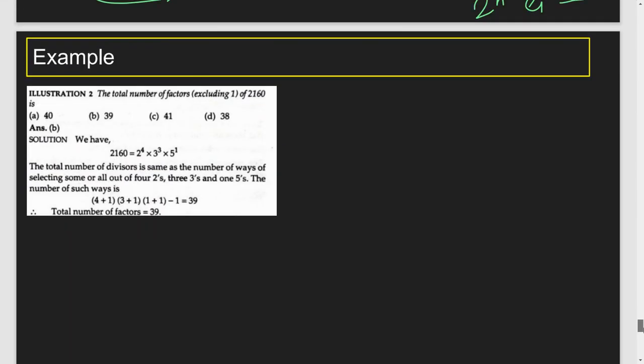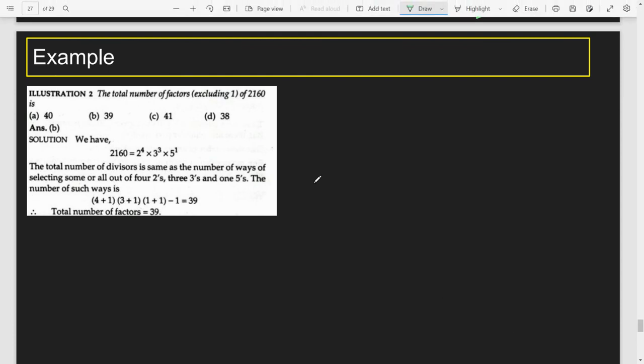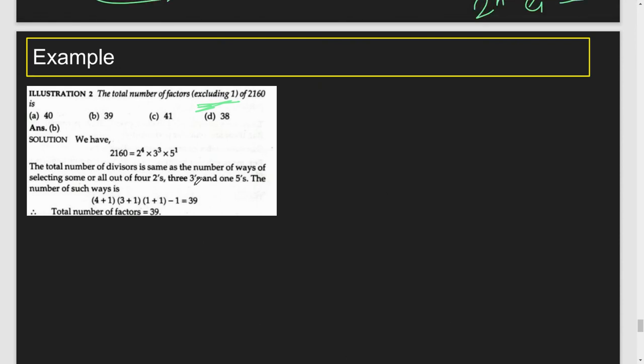Okay, there is one more popular question, which is on factors. The question is the total number of factors of 2160, excluding one. One should not be counted as a factor. So what is a factor? If you do the prime factorization of 2160, you get 2 to the power 4, 3 to the power 3, 5 to the power 1.